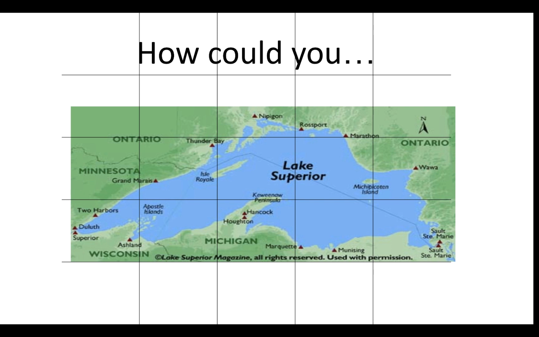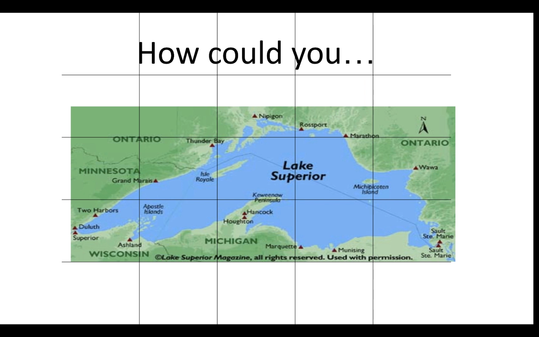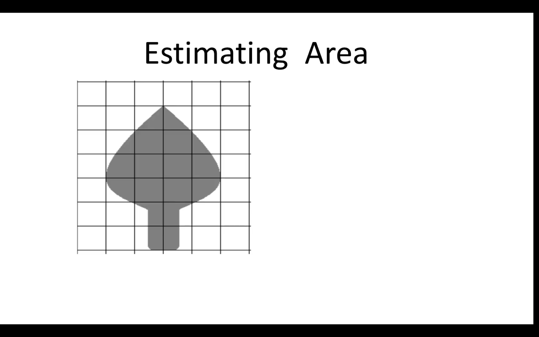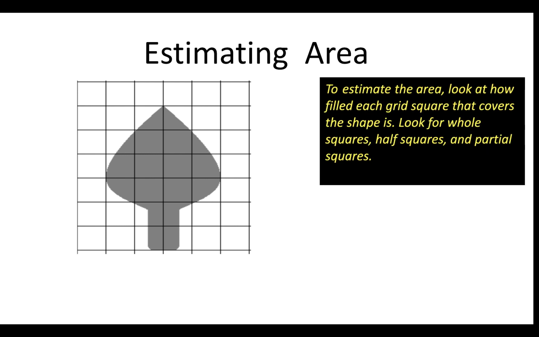In this case, squares. So we're going to do the same thing today, except we're not looking for the distance around the shape. We're looking for how much area the shape covers. So we're going to be looking at how filled in each of these grid squares is when it's covering the shape. Here's our figure today that we're going to estimate the area of. And when we do this, we have to look at how filled in each one of the grid squares is that covers the shape. So this grid square right here, it has nothing to do with the shape that I'm looking to calculate the area of.